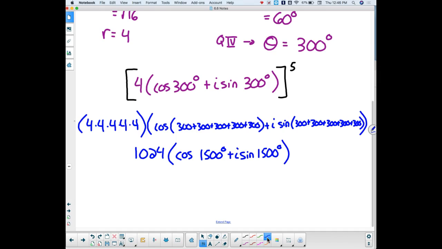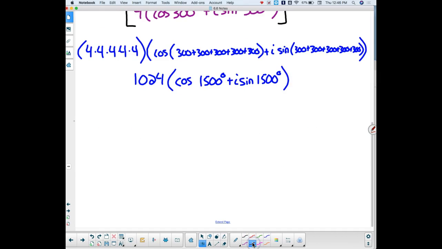Still outside my range, right? If I subtract it twice, I get 780. If I subtract it 3 times, I get 420. And if I subtract it one more time, 4 times, I get 60, right? So this is really 1,024 times the cosine of 60 degrees plus i times the sine of 60 degrees.